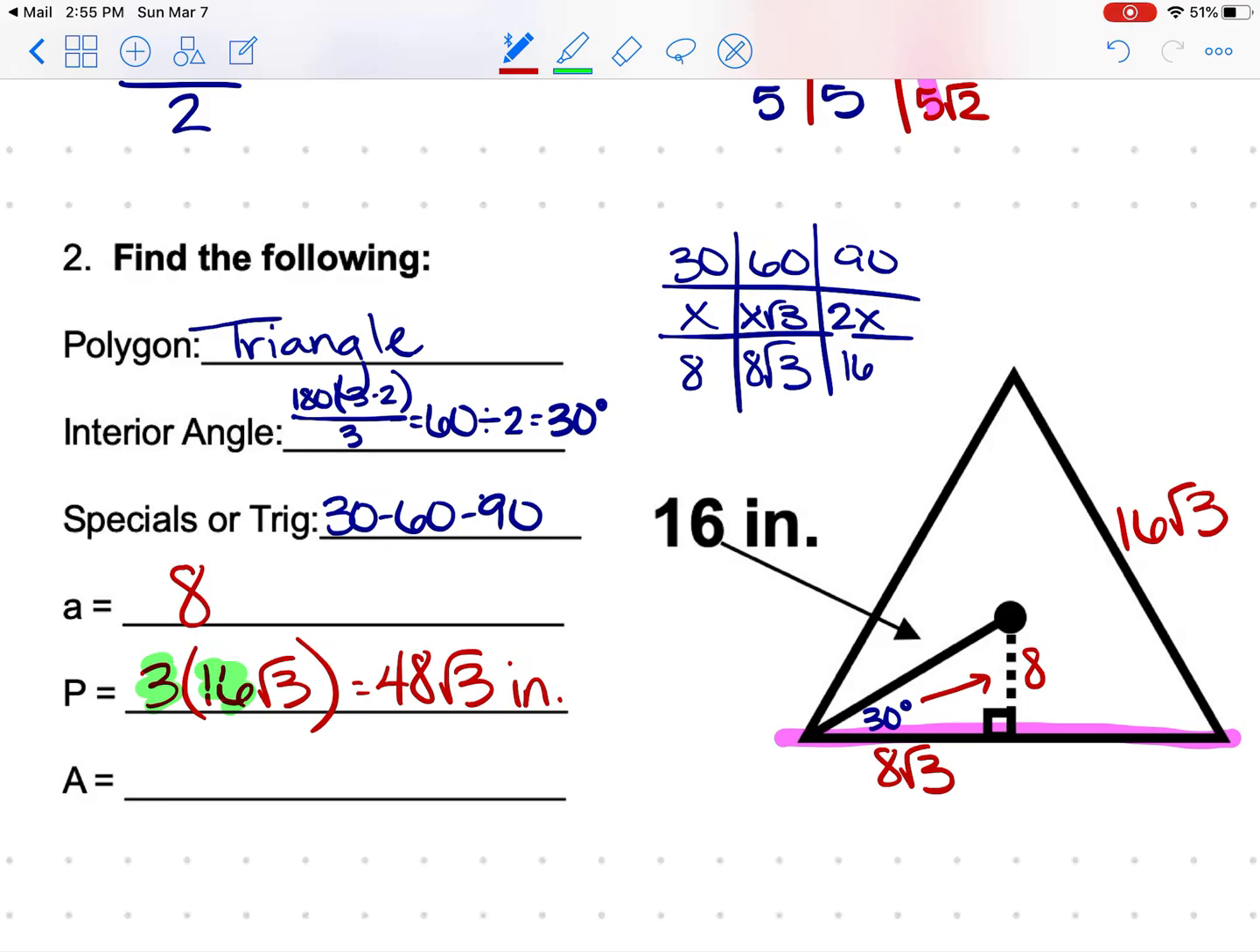Our area, remember, is apothem times perimeter divided by 2. So our apothem times our perimeter, bring that square root of 3 with you, divided by 2. So again, we just concentrate on our like terms, which is multiplying the 8 times the 48, plug that in, divide by 2, and then stick the square root of 3 beside it, and you get 192 square root of 3 inches squared. I don't want you plugging in that square root of 3. I want you to leave it exact. Okay, so that's what you'll do for a triangle. Will it always be a 30, 60, 90? Yes, because that angle will always be 30 degrees right there.